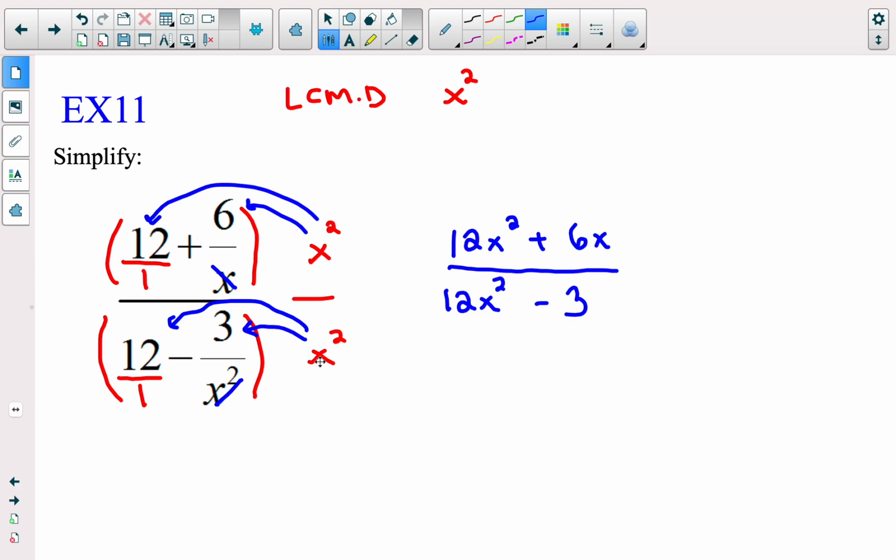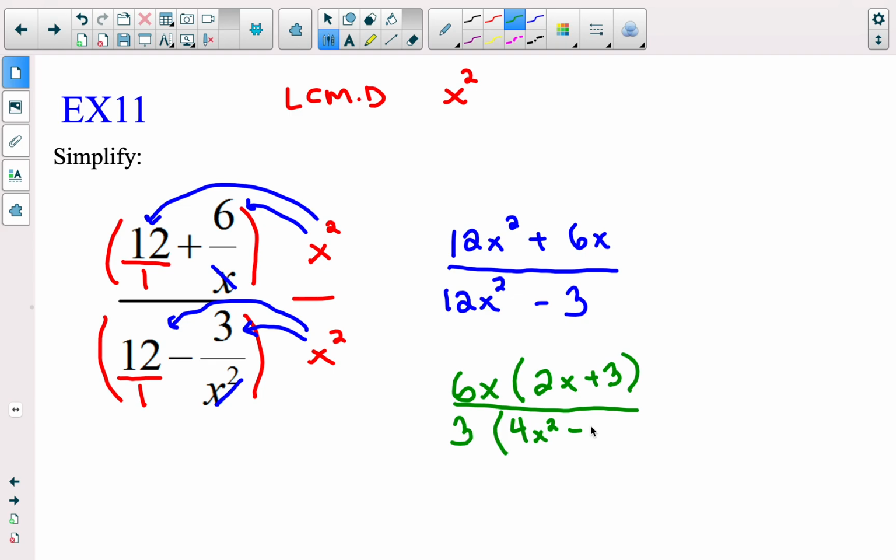So I'm taking a look at my numerator, and in my numerator I see a common factor of 6x. So I'm going to factor out 6x. And what I have left is 2x plus 3. And then my denominator, I can see I have a factor of 3. So I'm going to factor out 3, and I'm going to have 4x squared minus 1 here, okay?